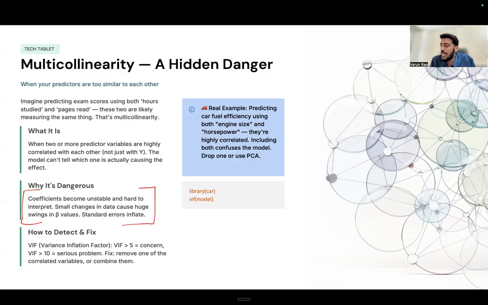There is something called VIF. VIF stands for variable inflation factor.